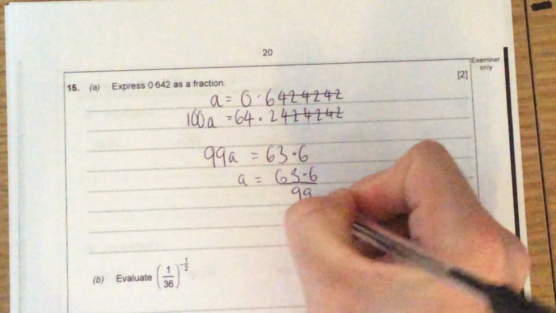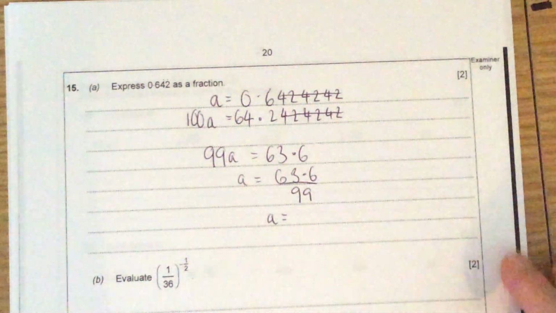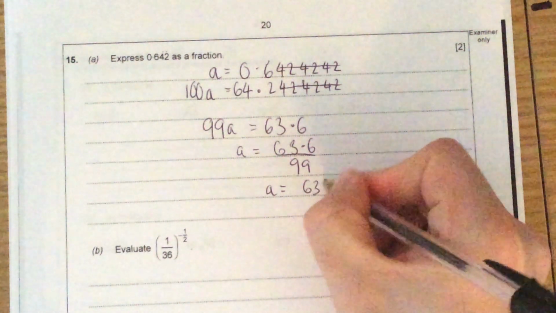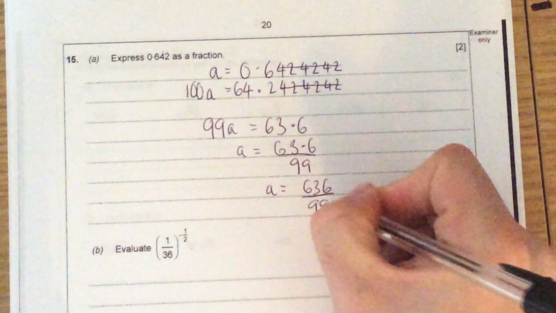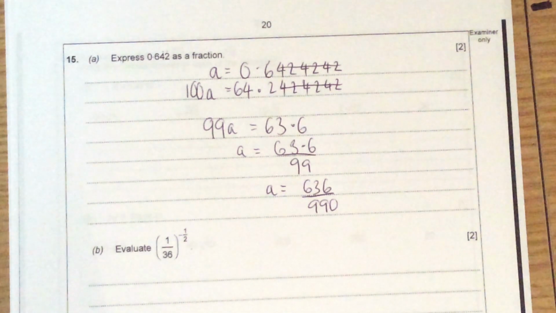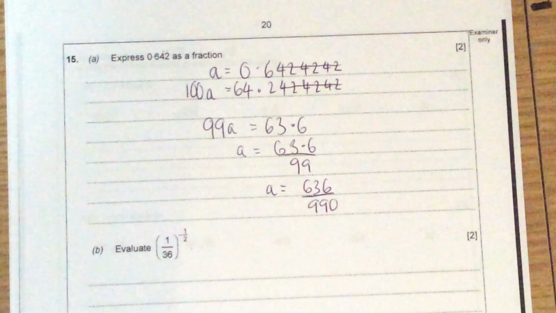Divide to get A on its own, and then I can't have decimals and fractions in my answer, so times by 10 to get rid of the decimal point, and I get 636 over 990. It doesn't ask in the question for you to simplify it, so leave it as that.